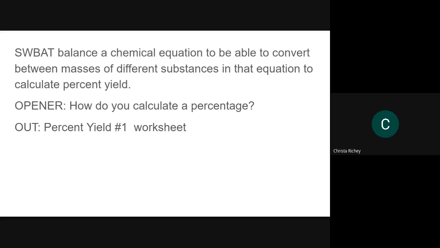Alrighty, we are doing something called percent yield today. It is still 3-step math. These things do not go away. What I did with my cookie thing. There it is.